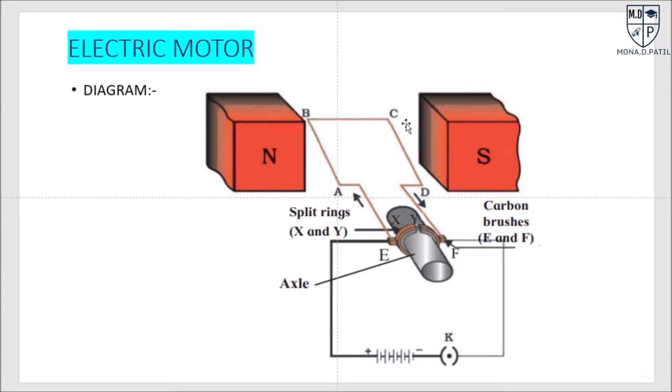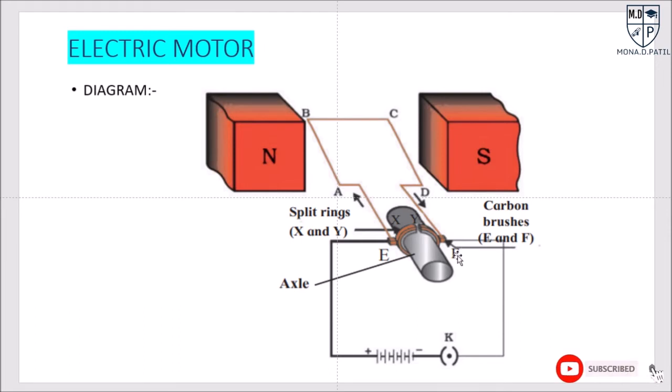The two ends of the loop are connected to halves X and Y of the split ring. Here X and Y are the two half circles, which is why it is said two halves, connected to this ABCD loop at both the end points. Then the two halves of the split ring X and Y have their outer conducting surface in contact with two stationary carbon brushes. These are the carbon brushes E and F.